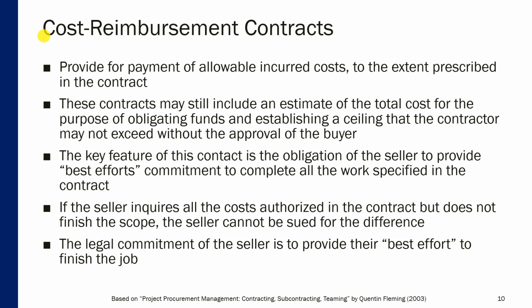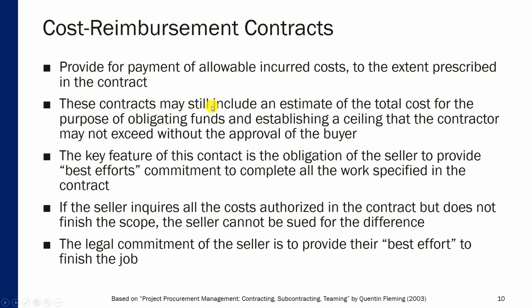Next, we will talk about cost reimbursement contracts in more detail. Cost reimbursement contracts provide for payment of allowable incurred costs to the extent prescribed in the contract. So basically the contract says you as a seller agree to do X, which is a product or service, and we agree to reimburse all of your costs that are project related. So not all of the costs, but the costs that we previously approved to the extent prescribed in the contract, meaning up to a certain amount.